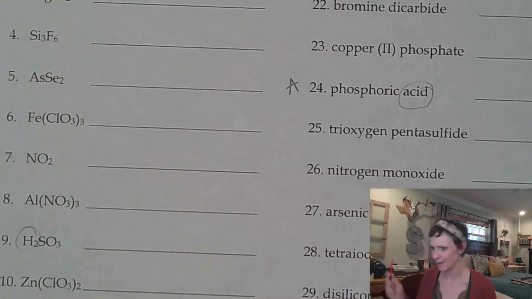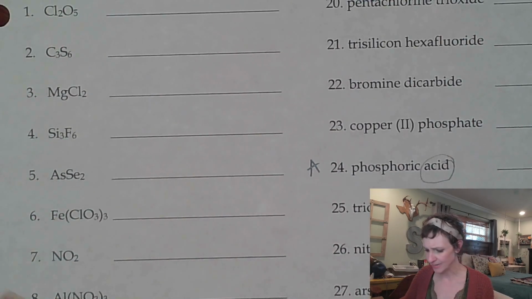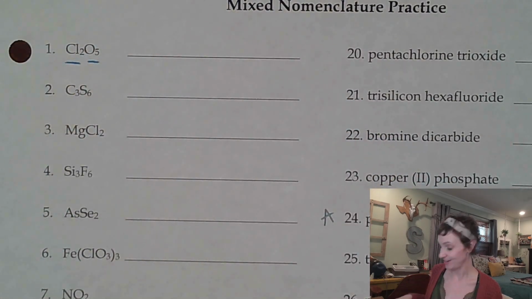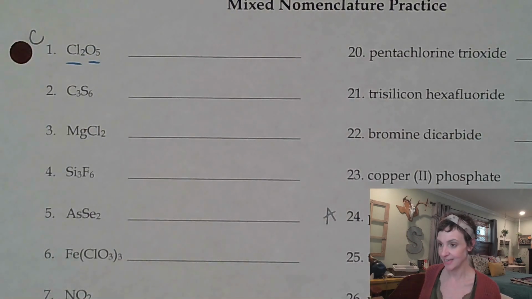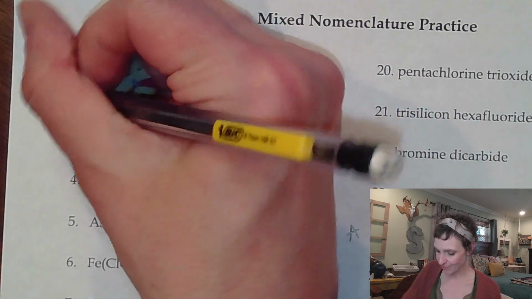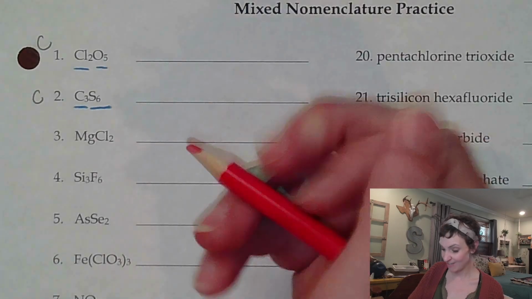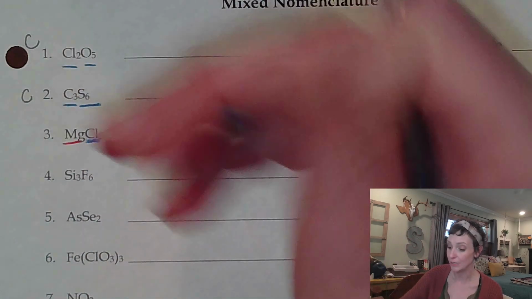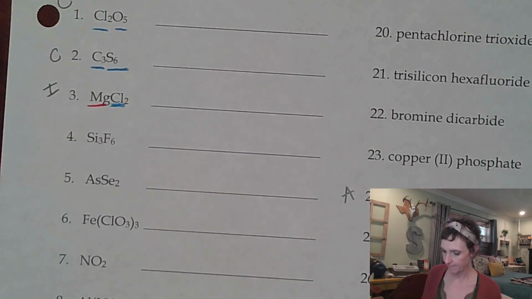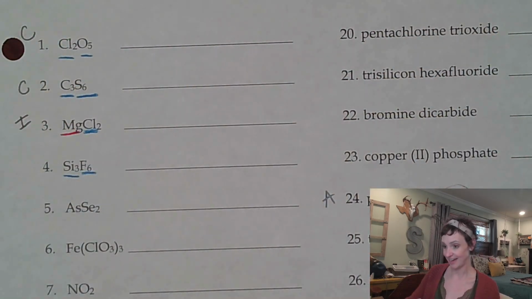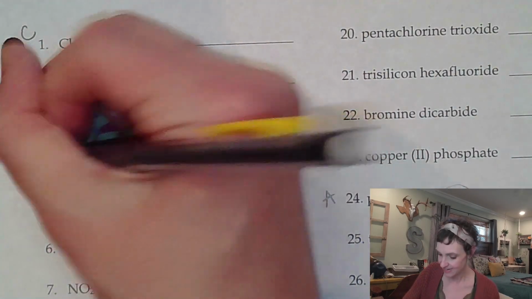So I'm looking at this and I got my red and my blue ready to go and I'm feeling good about myself, right? So for this first one, I'm like, okay, chlorine is a nonmetal. Oxygen is also a nonmetal. He is covalent. Yes? Carbon is a nonmetal. Sulfur is a nonmetal. Also covalent. I hit this one in right now. It is magnesium. Magnesium is a metal. I don't even have to look at the second guy because we always know if we got a metal coming in first, it will be an ionic compound. Okay? Silicon is a nonmetal. Fluorine is a nonmetal, right? So that is covalent.